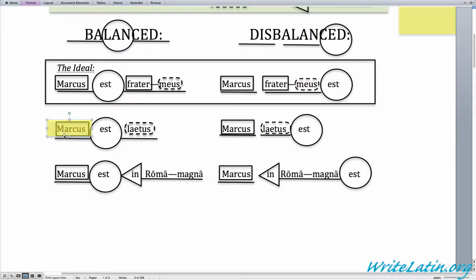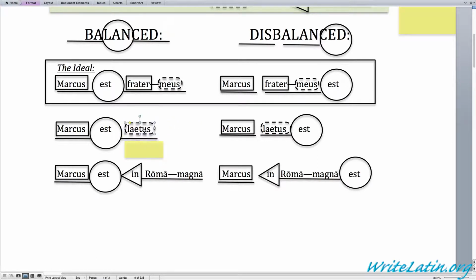Next, we can have Marcus is happy. Are there two nouns in that? No, I don't think so. Happy's not a noun. It's not a person, place, or thing. Happy's an adjective. So we didn't have two nouns here. So the adjective takes over for it here in the second wing.